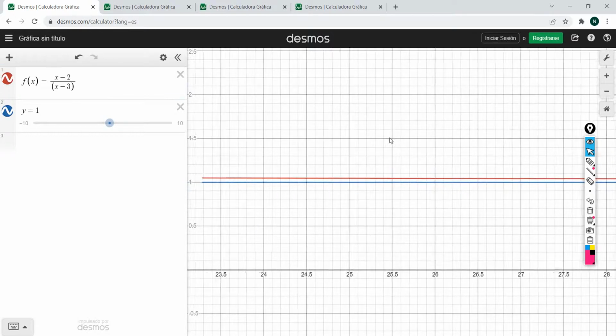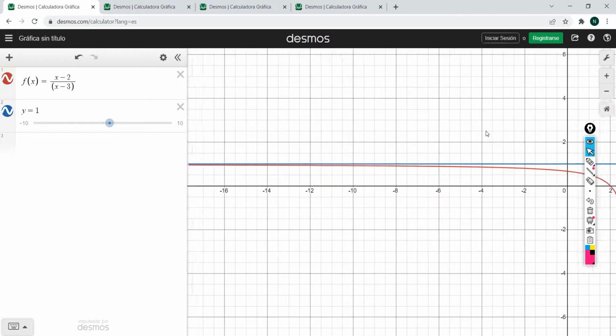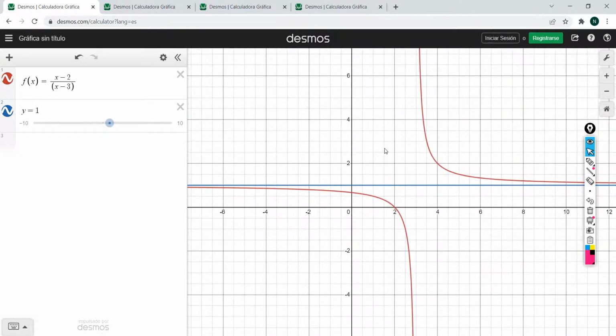So this may give you that idea, right? The one we started with, that an asymptote is a line that is not touched by the function. But that's incorrect. That is incorrect. In this case, that happens.